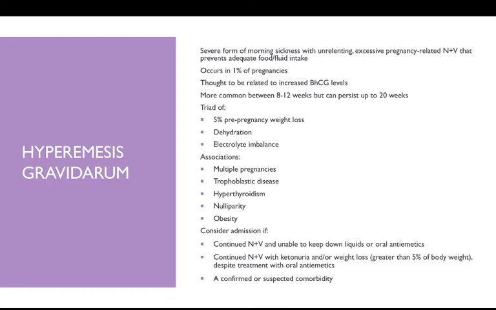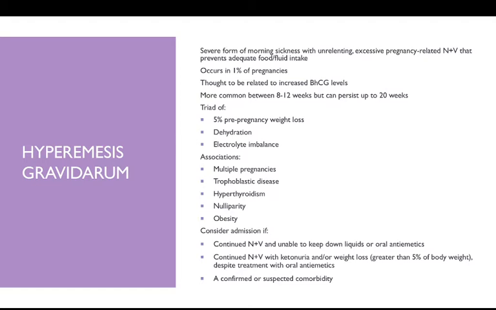Okay, so hyperemesis gravidarum. We're going through all these different diseases that are associated with pregnancy, and the next one we're going on to is hyperemesis gravidarum. It's a severe form of morning sickness with unrelenting, excessive pregnancy-related nausea and vomiting, and the key feature is that it prevents adequate food and fluid intake.